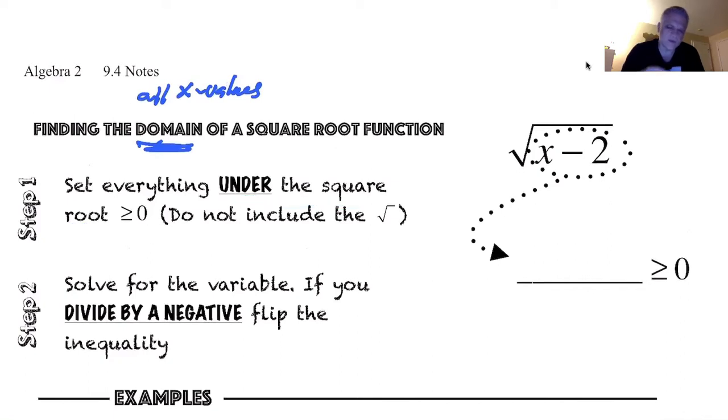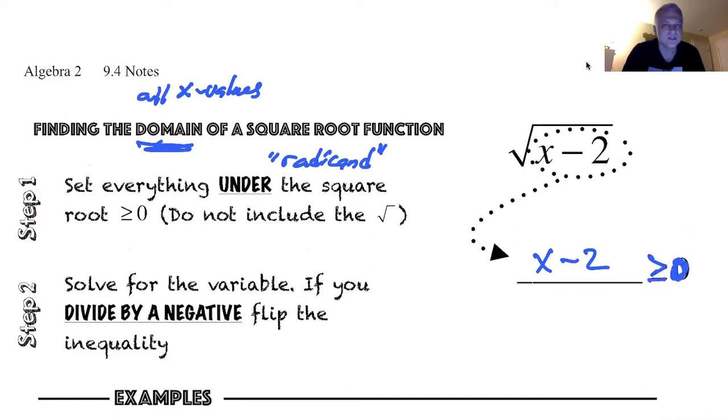By the way, if you want to sound smart, everything under the square root is called a radicand. So the radicand has got to be greater than or equal to 0. We would put that right here, and we would say it is greater than or equal to 0.